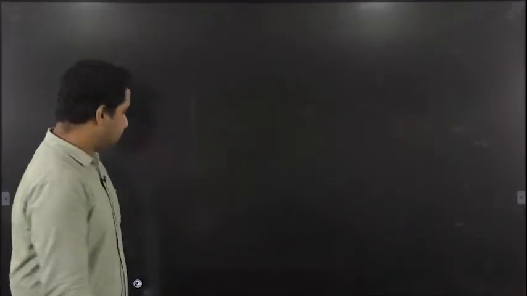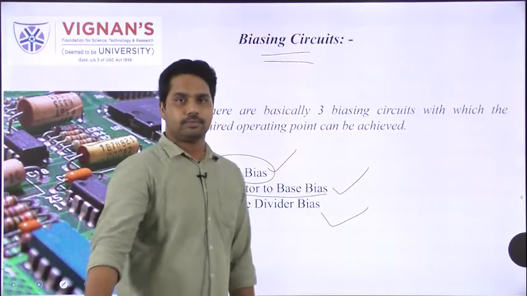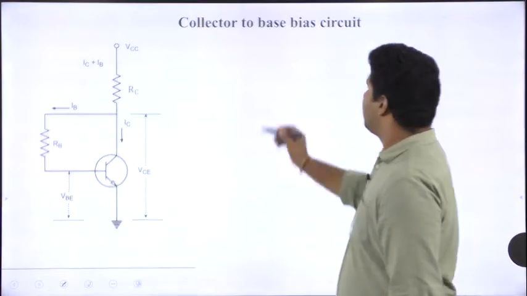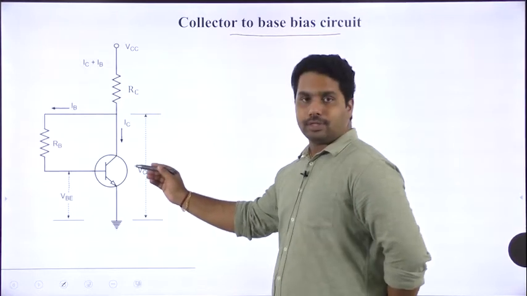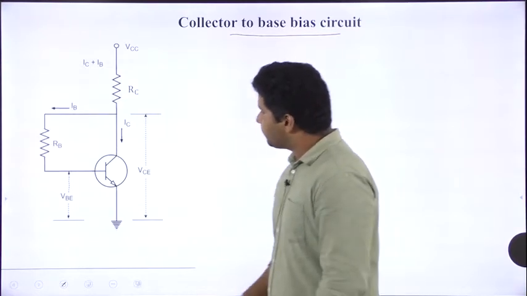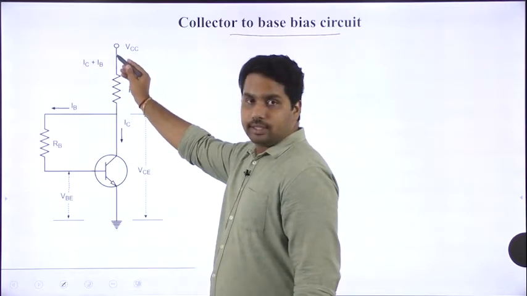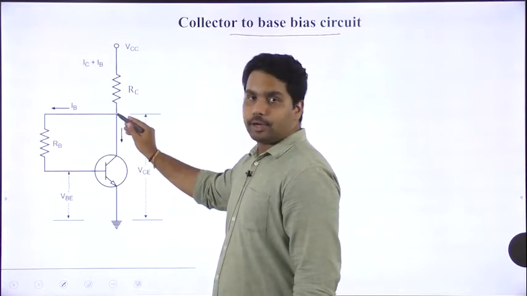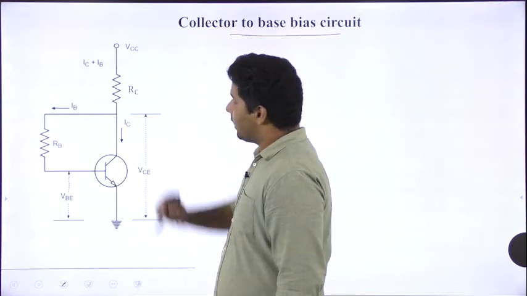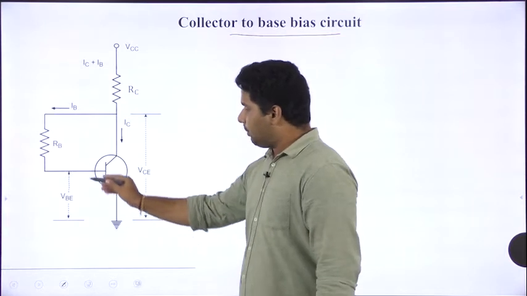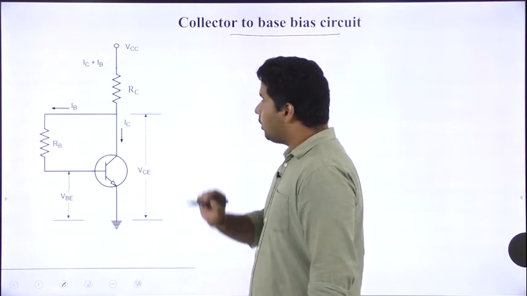So fixed bias is over, and next is the collector to base bias circuit. This is the circuit diagram for collector to base bias. You can see that the RB resistance is not connected directly to VCC. It is connected to the collector terminal. An RC resistance is connected from VCC to the collector. Across base and emitter, you have the VBE voltage, and across collector and emitter, you have the VCE voltage.